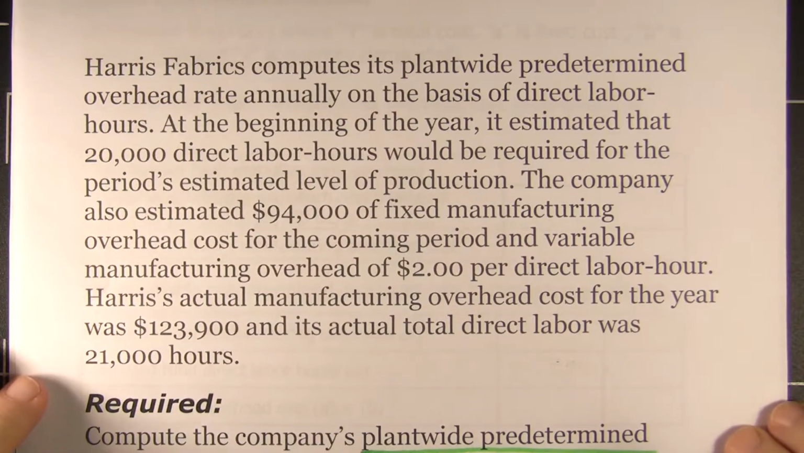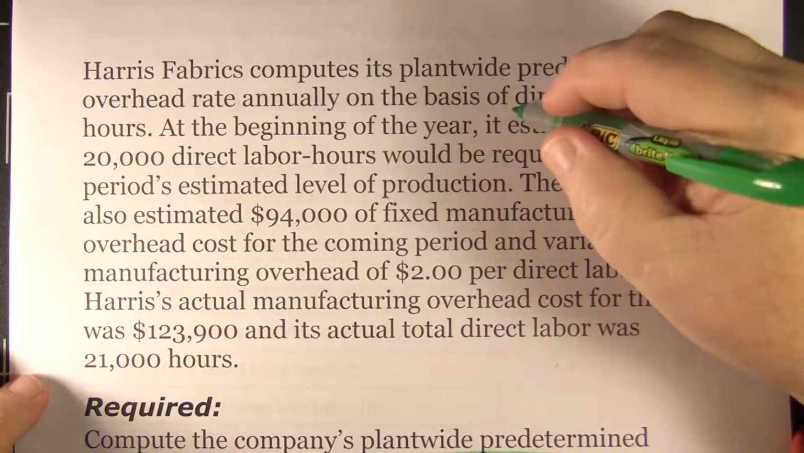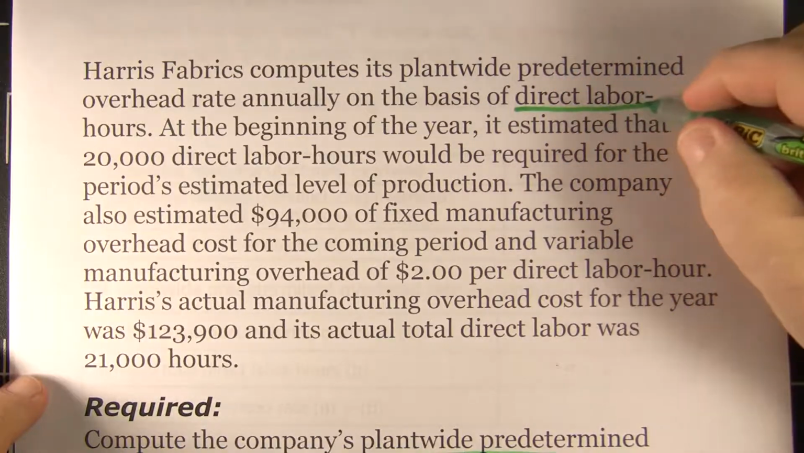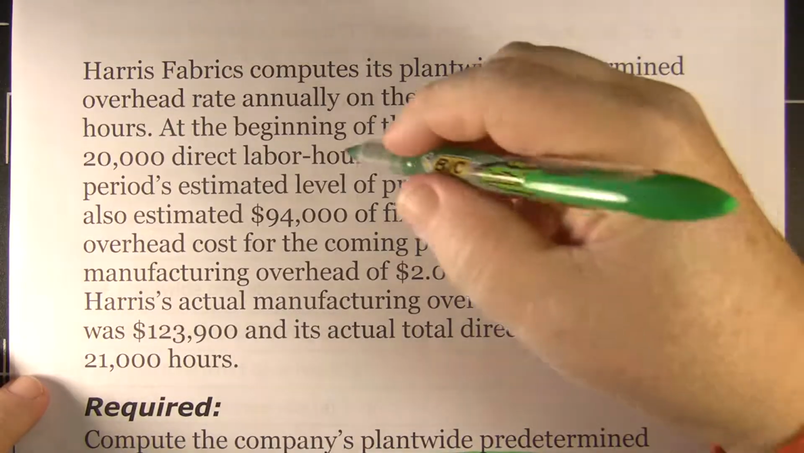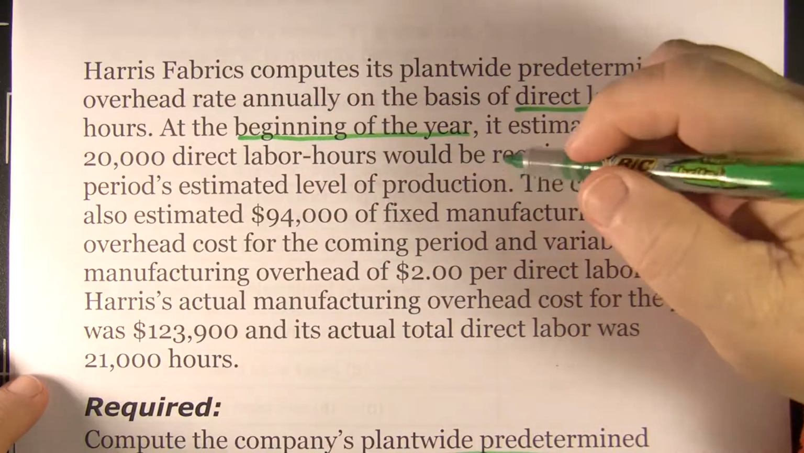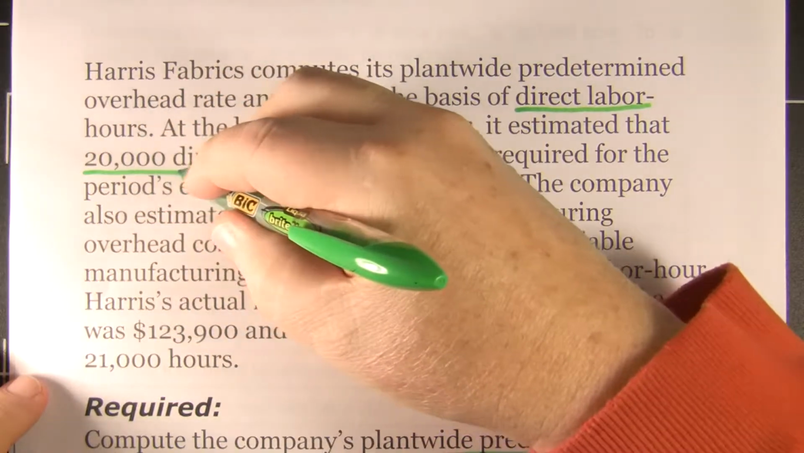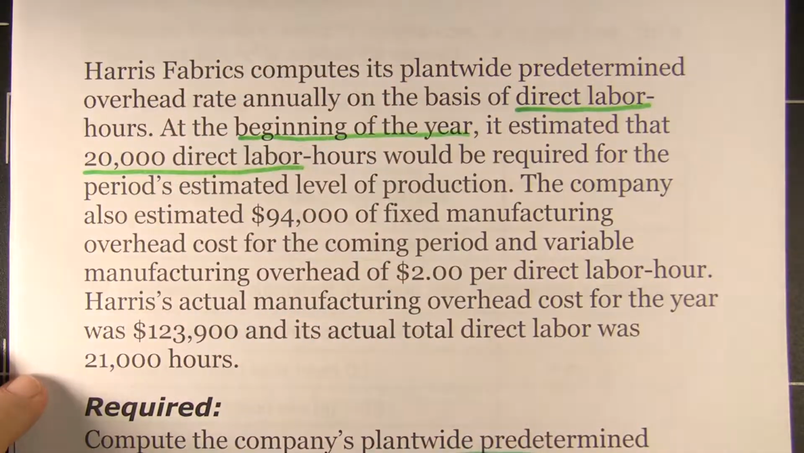Okay, so this company computes its plant-wide predetermined overhead rate on the basis of direct labor. So we're going to need direct labor. At the beginning of the year, that's when you do predetermined, they estimate 20,000 direct labor hours. How many labor hours they really work, nobody will know until the end of the year.